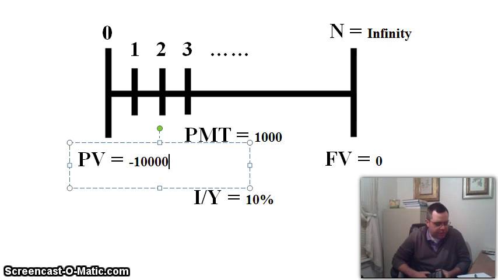There actually is a formula for this. The perpetuity formula is really simple. It's the payment divided by the interest rate. If you divide $1,000 by 10%, or $1,000 by 0.1, you'll get $10,000. That's the formula for a perpetuity. But again, if you can't remember it, you just plug in a whole bunch of nines for N on your calculator, and it'll give you the right answer.